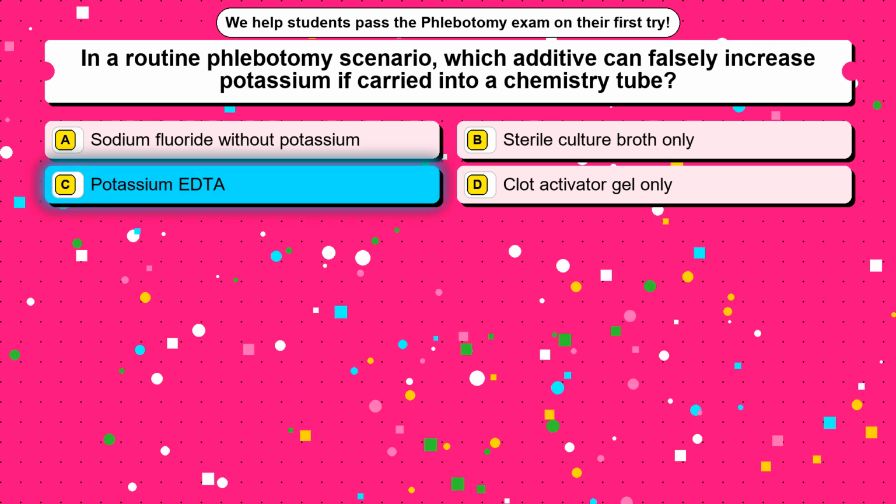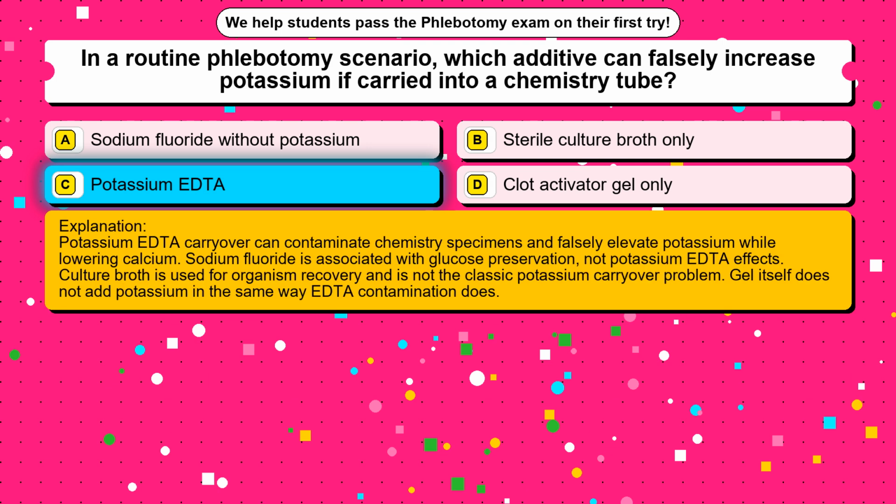The correct answer is option C. Potassium EDTA. Potassium EDTA carryover can contaminate chemistry specimens and falsely elevate potassium while lowering calcium. Sodium fluoride is associated with glucose preservation, not potassium EDTA effects. Culture broth is used for organism recovery and is not the classic potassium carryover problem. Gel itself does not add potassium in the same way EDTA contamination does.